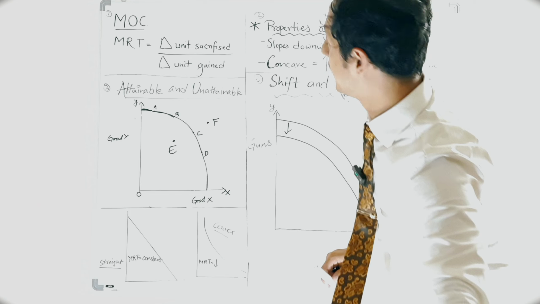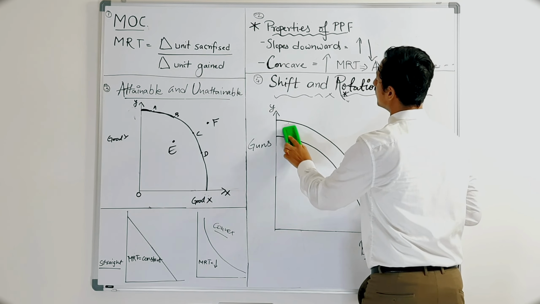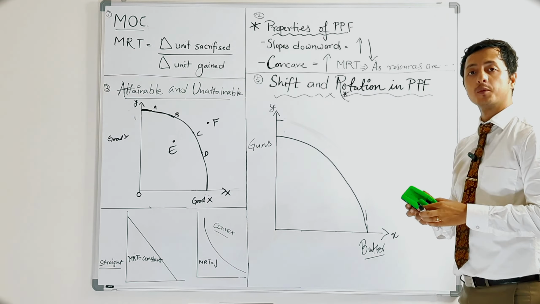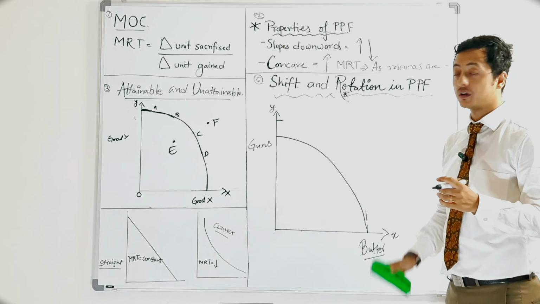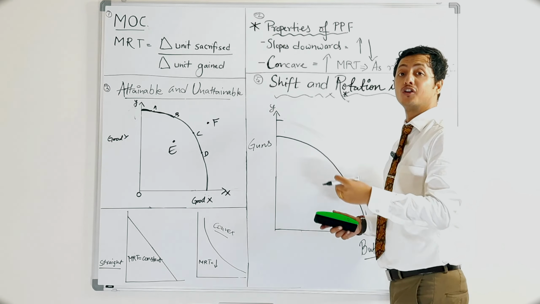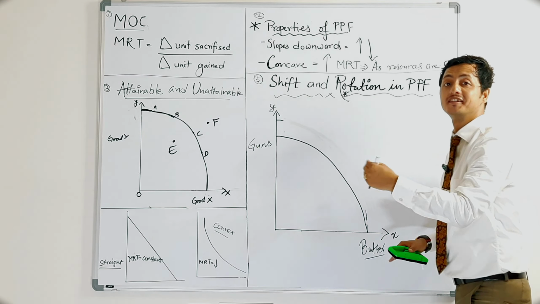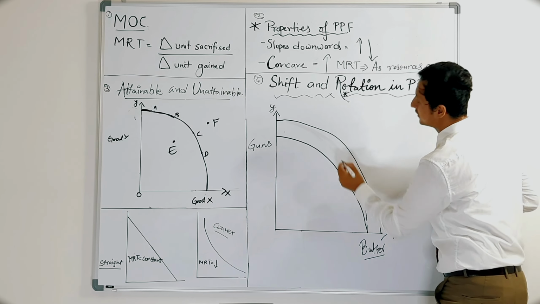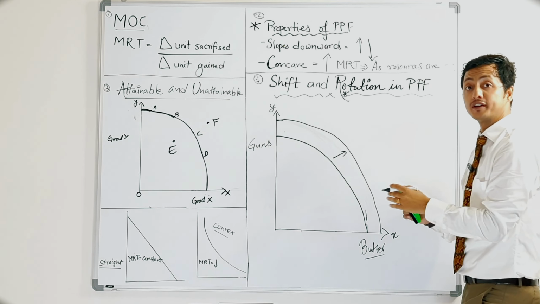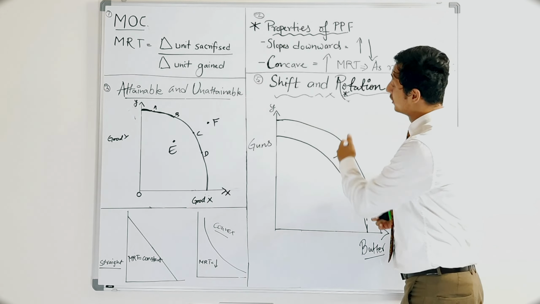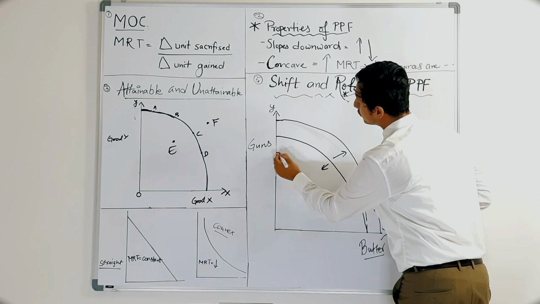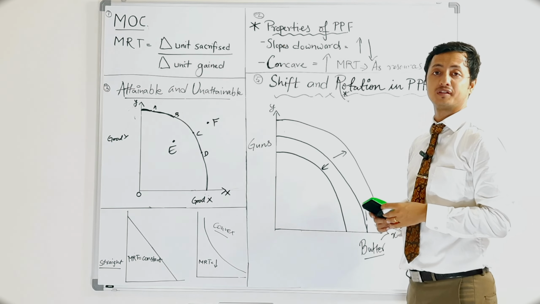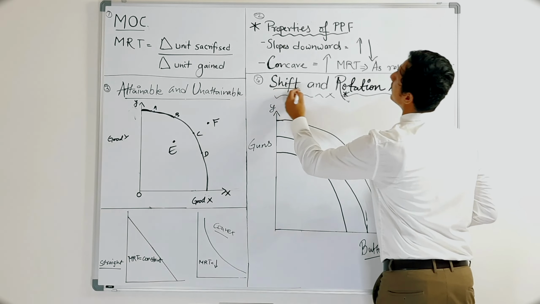Now, if we are talking about two goods, and the shift in the PPF curve, when the resources and technology for producing both the goods increase, then it shifts towards the right. See, there is a parallel shift. If the resources and technology for producing both the goods reduce because of any natural calamities or any other things, then it will shift towards the left. Right? So this is shift in the PPF.